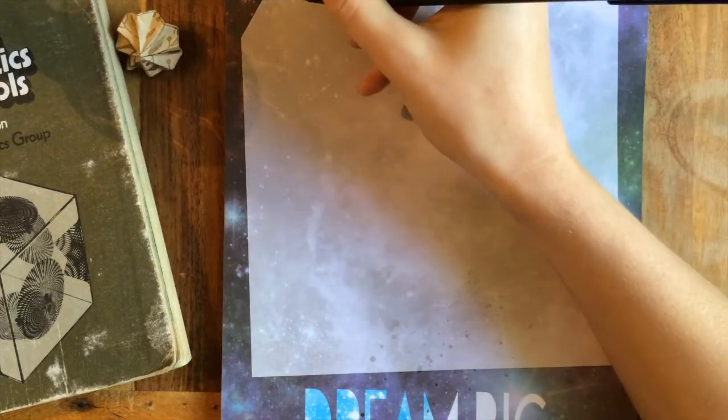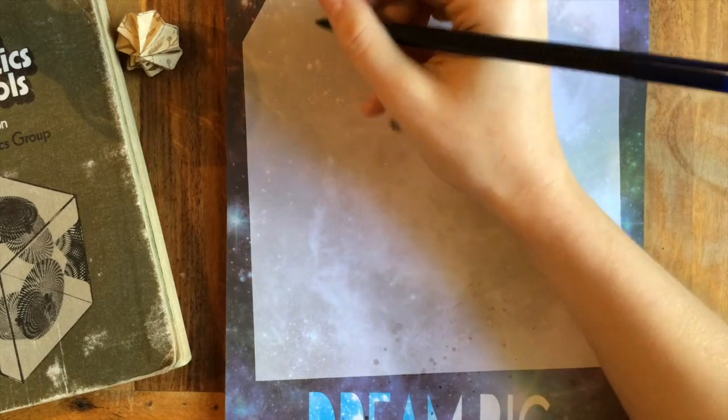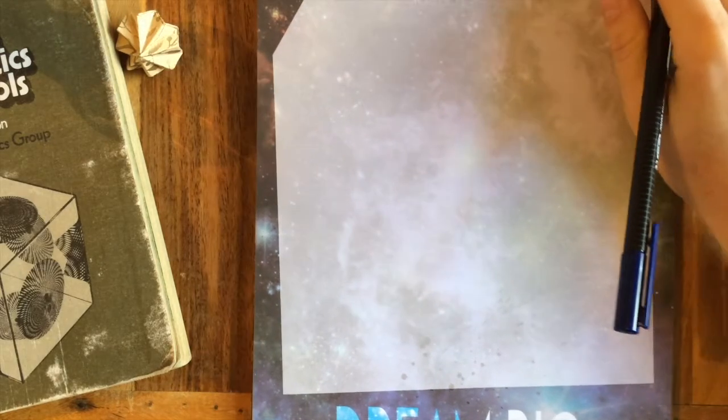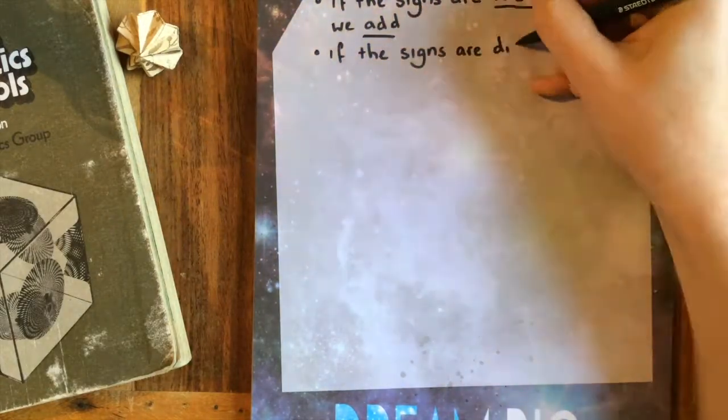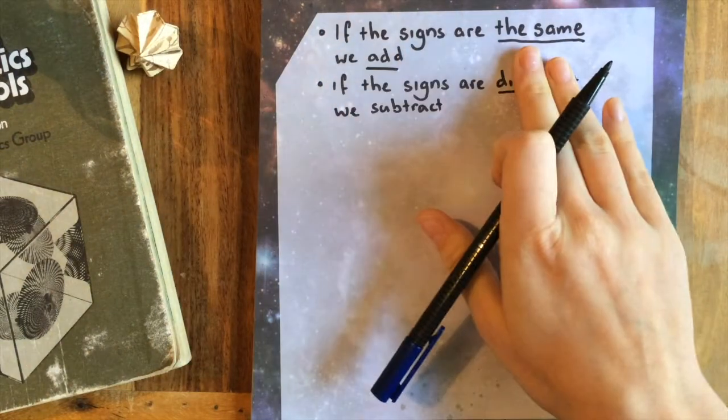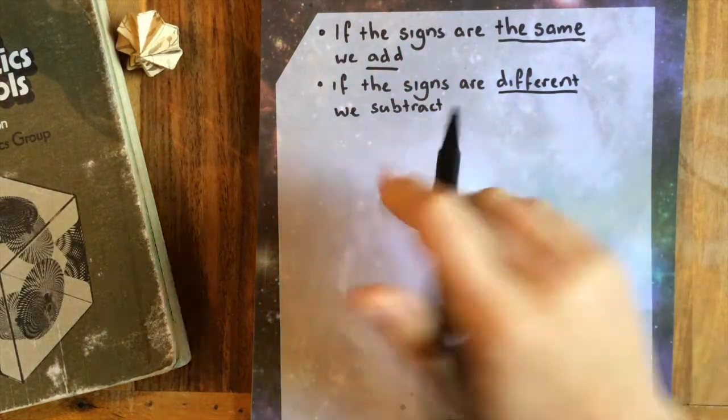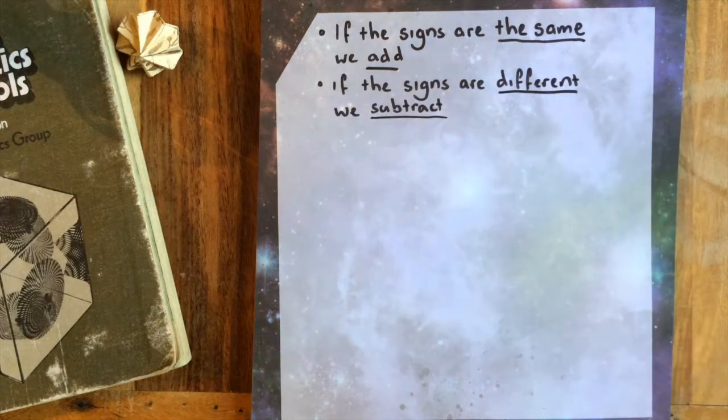Right, so the rules that we're kind of sticking to, and let me just point out that maths is definitely not all about memorising rules, but sometimes it's helpful to think of rules. The first one is, if the signs are the same, we add. If the signs are different, we subtract.